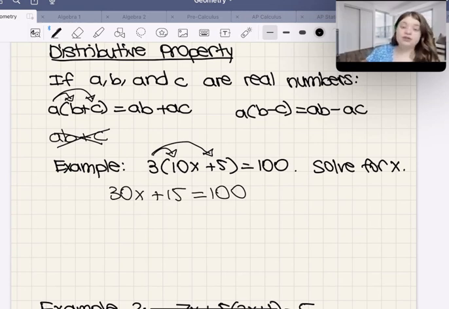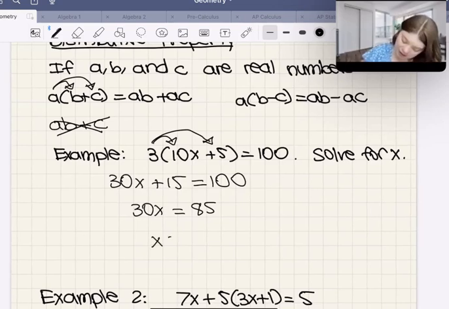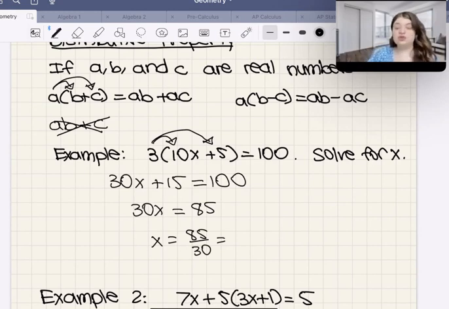Then I'm going to subtract 15 from both sides, and we can do that because of the subtraction postulate of equality. So 30x is equal to 85. Then I'm going to divide both sides by 30, which we can do because of the division postulate of equality. So x is equal to 85 over 30. And then I might just reduce this, noticing both of these are divisible by 5. And so we can reduce it that way.